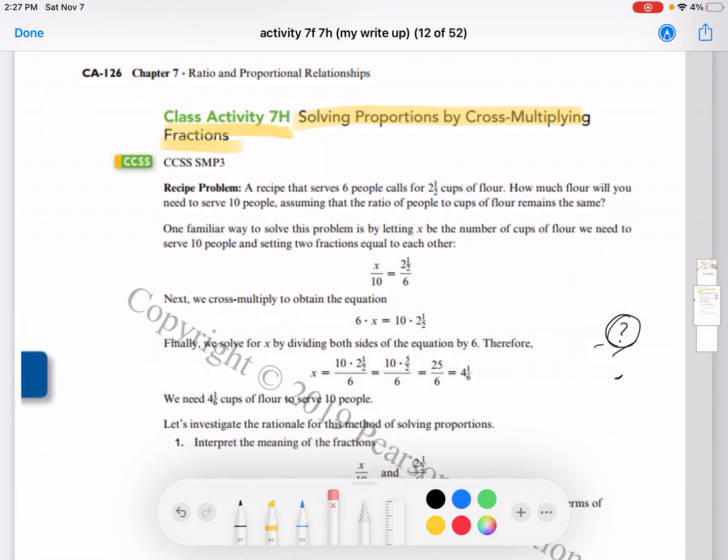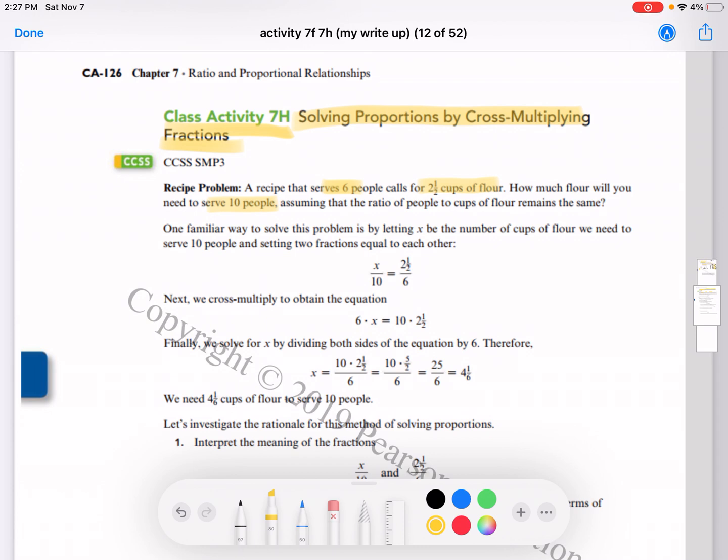So this example says a recipe takes 2.5 cups of flour, and that recipe serves 6 people. But how much flour am I going to need if I want to serve 10 people, right? There's more people coming to the party. You've got to up your recipe. How do we do this?